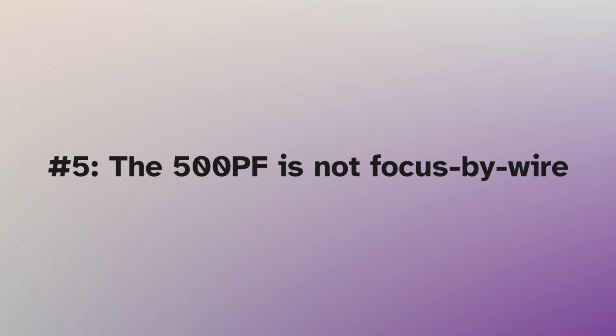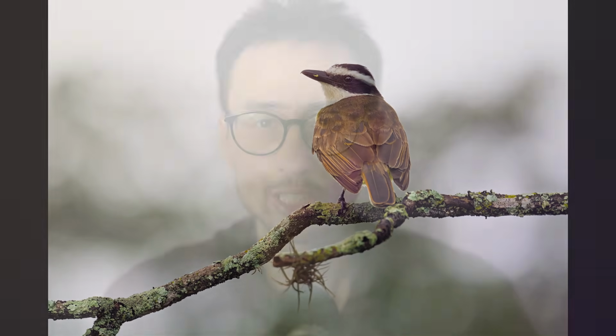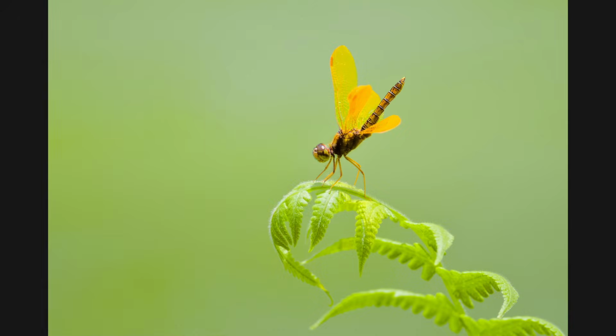The final advantage of the 500 PF is that it's not focused by wire. So when you turn the focus ring of the 500 PF, it actually turns the elements and changes the focus of the lens without it being attached to the camera. I kind of prefer this method of manual focus where the lens can actually be mechanically focused, whereas that's not true with the 600 PF, which is focused by wire. But again, that's not important for everybody, and I guess focus by wire does have some advantages as well.